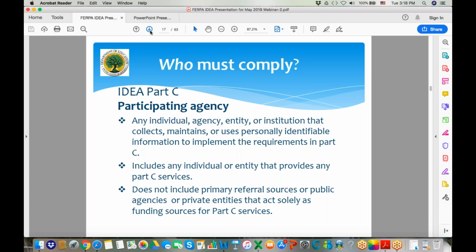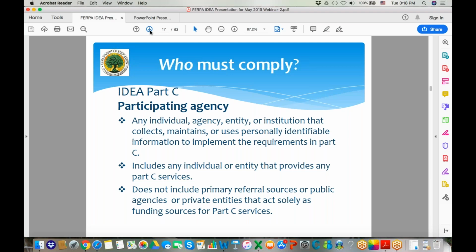entities who are served as primary referral sources, and a common question we receive in this area is whether EDI programs, physicians, and others who refer a child would be included in that umbrella of a participating agency. And the answer generally is no, although there can be some exceptions.